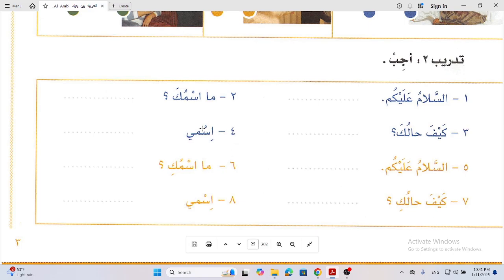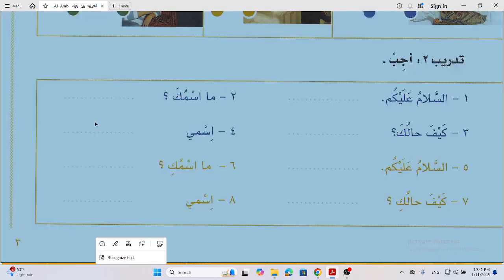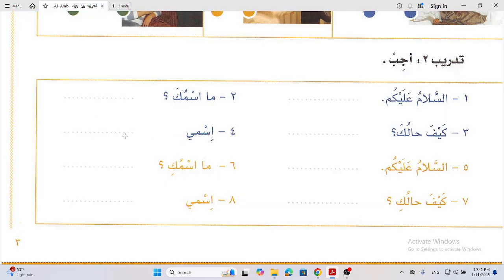And similarly, Masmuk, what is your name? Ismi Khalid. That is how you answer that, my name is Khalid. Ismi, so you just put the name here in this picture, in this blanks. Ismi Uthman, Ismi Khawla, Ismi, etc., any name.